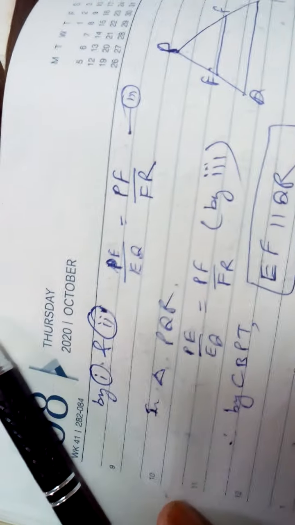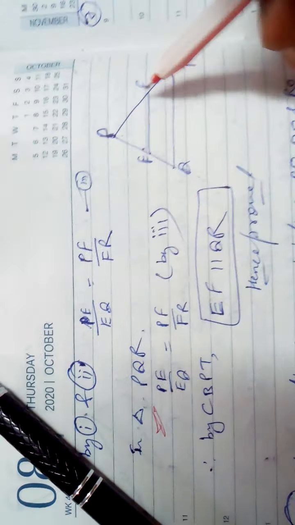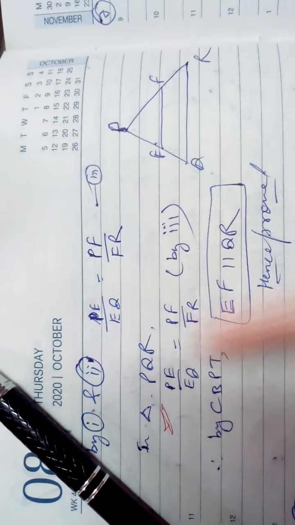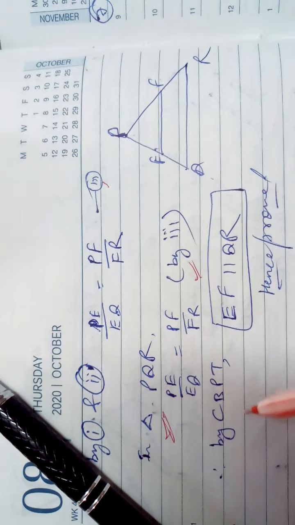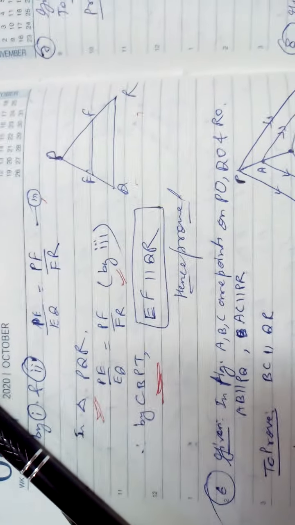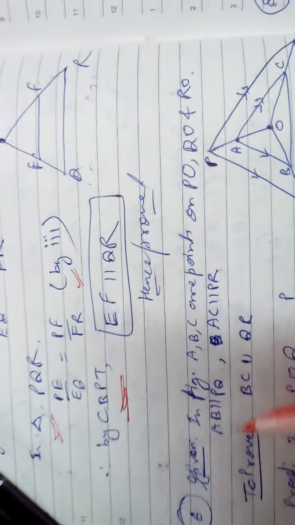PE upon EQ is equal to PF upon FR. Now in this big triangle, only EF I am drawing, other parts not. So PE upon EQ equal to PF upon FR, proved in third. So by converse of BPT, EF is parallel to QR. Very cool. When you apply your mind, easily you can get it.